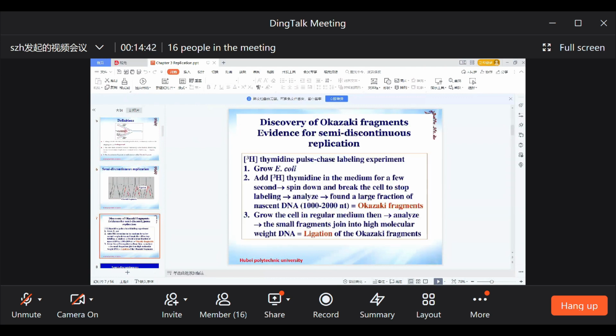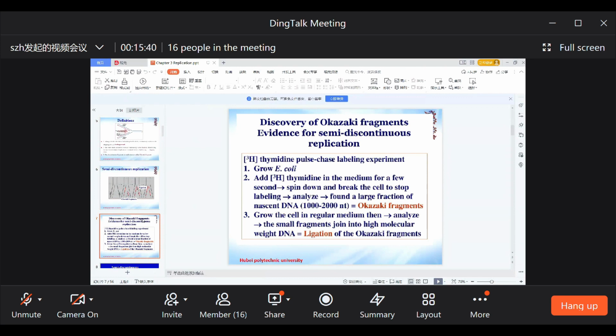You can see the discovery of the Okazaki fragment. At that time, scientists captured it in a certain medium. You can see the medium contains hydrogen 3, tritium. Adding the isotope-labeled medium for a few seconds, and then they stopped the reaction and broke the cells, and analyzed and found the short fragments of the DNA.